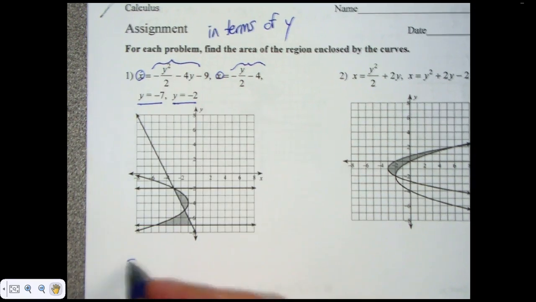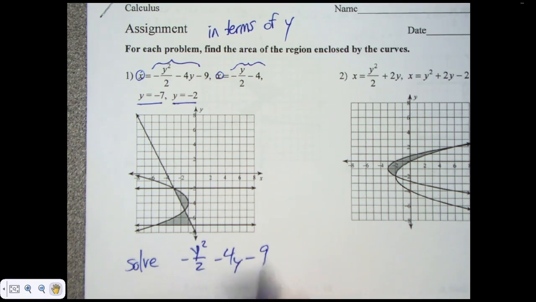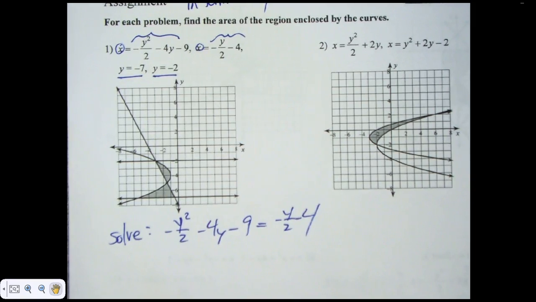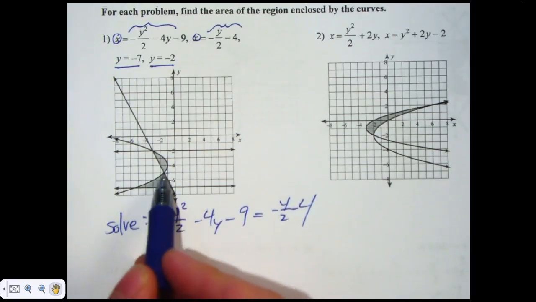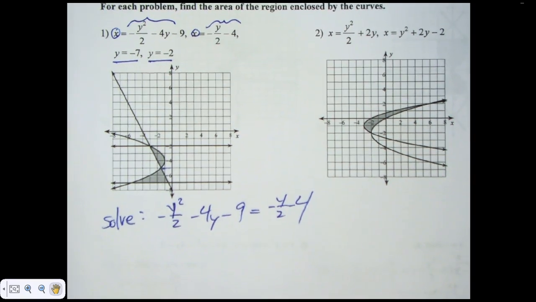So the first thing we're going to do, and we have a graph, but let's pretend we didn't, is go to solver and do negative y squared over 2 minus 4y minus 9 equals negative y over 2 minus 4. And then you're going to put comma y instead of comma x, and see what we get. It should be -5, just look at the graph, but let's double check it. You type the y's, they're just y's. The calculator's fine with that. You just put comma y at the end instead of comma x.